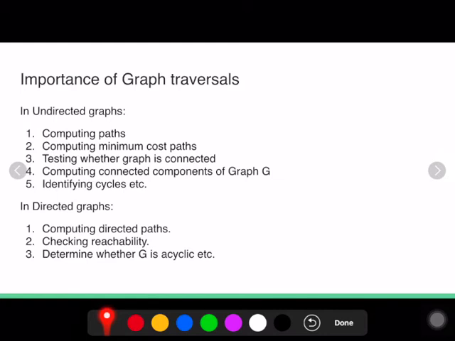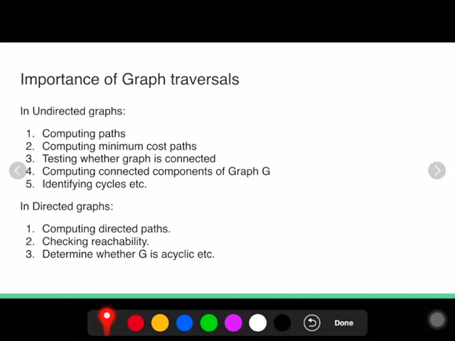So earlier in the videos I have already mentioned that an edge can take a weight. Suppose I have to travel from point A to point B, so the cost incurred for me to travel from point A to point B can be taken as a weight. And the weight need not always be the cost, it can also be something like time, or the distance between point A and point B, or it can be anything like a reward or a penalty. So computing minimum cost paths is also possible when we do a graph traversal.